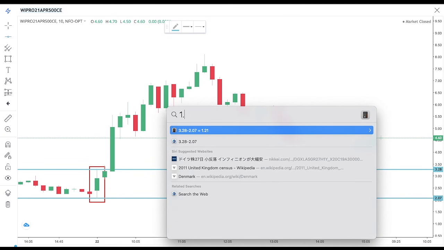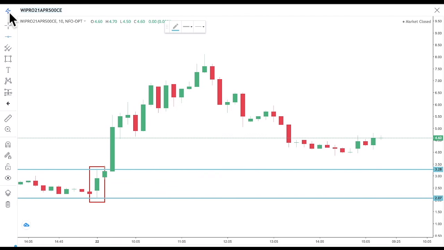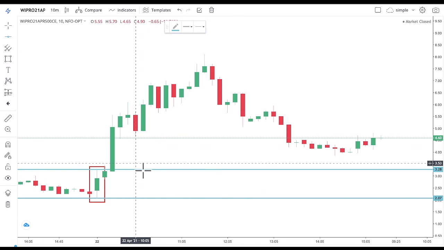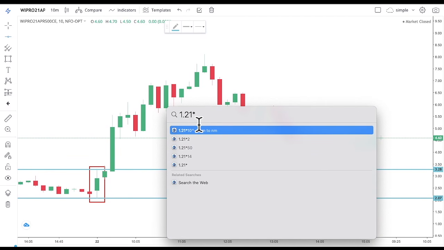Right? So 1.21 into, what is the lot size of Wipro call option? The lot size is 3200. So if you want to trade in Wipro option, you have to buy 3200 quantity. Correct? So 1.21 into 3200. So your risk for this trade is 3800 rupees.